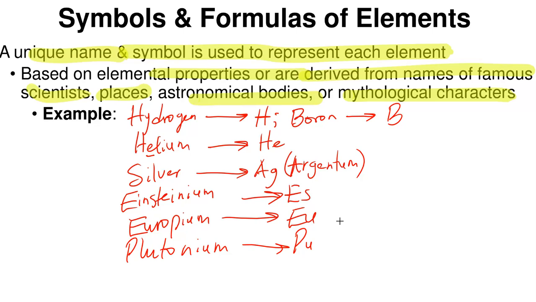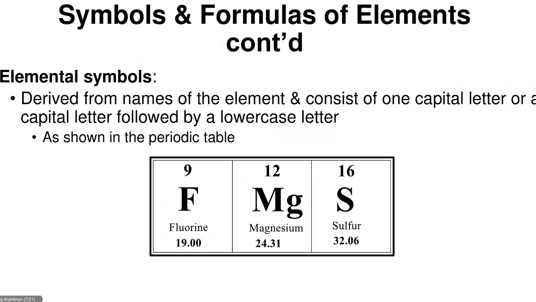It's important for us to understand how this organization came to be. By the time we begin to work on the periodic table, this is going to make more sense. So each element, like we said, has its elemental symbol and formula. Since they're derived from the names of the elements, they have to consist of a capital letter, or an uppercase letter, followed by a lowercase letter, as shown in the periodic table.